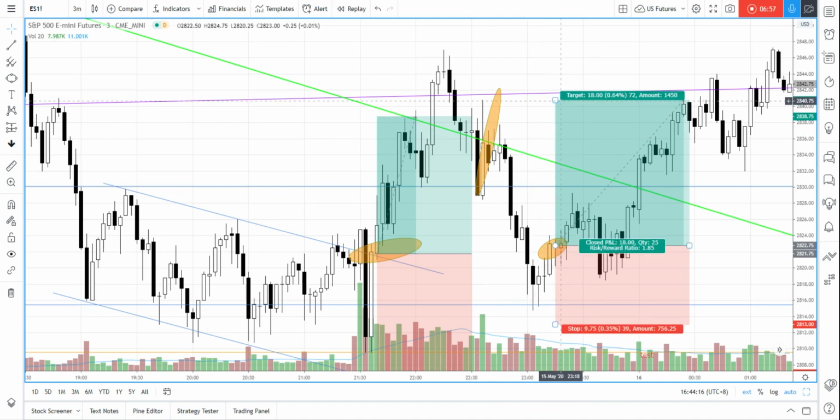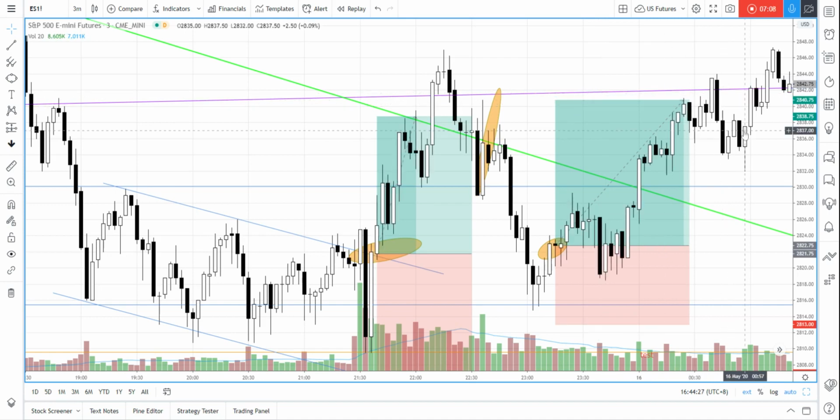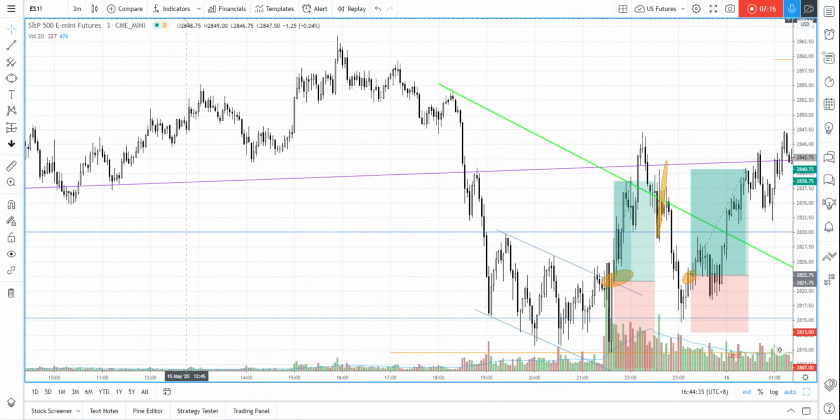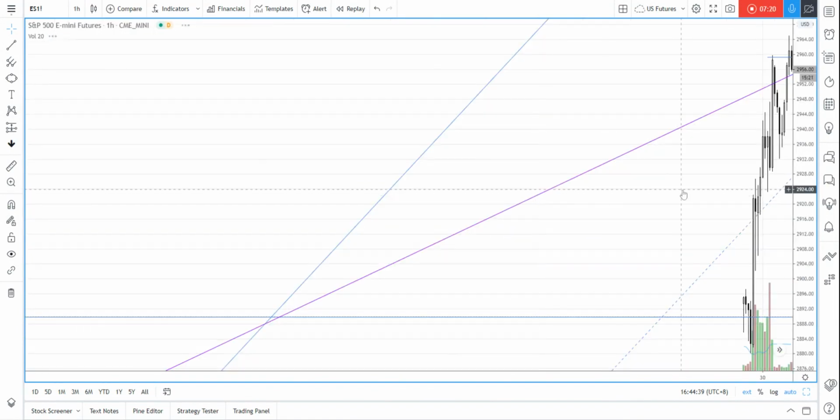So this is the second trade, which works out to be a pretty good reward to risk, about 1.8R. These were the two trades that I initiated last Friday. And back to the current situation, let me go back to H1.